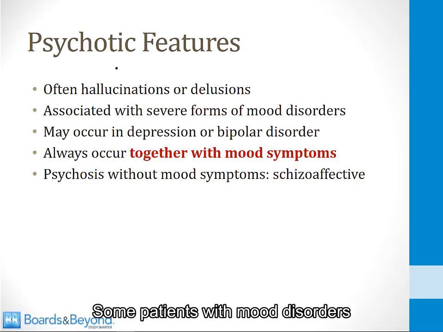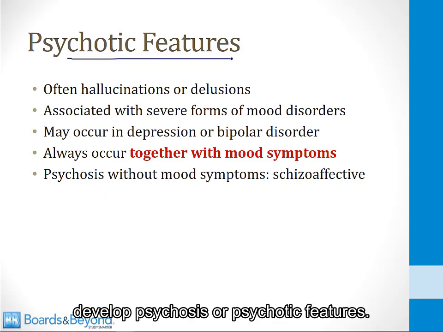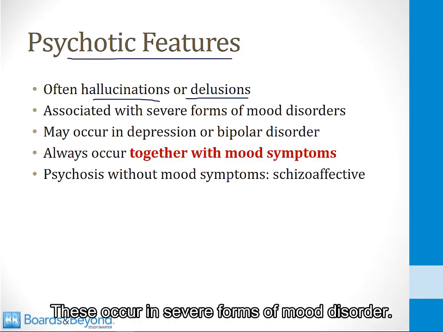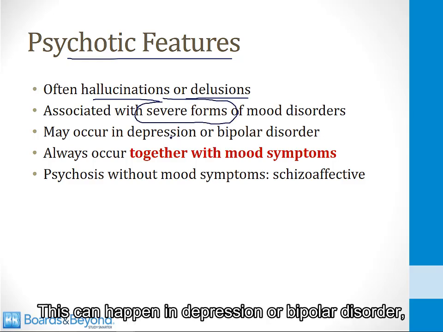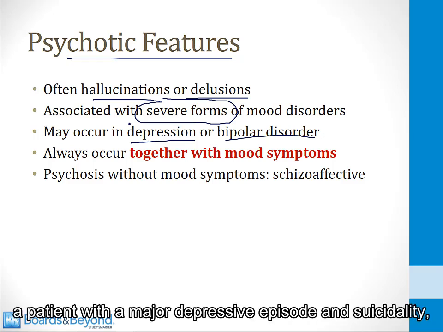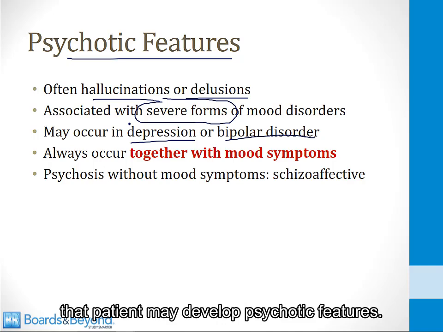Some patients with mood disorders develop psychosis or psychotic features. Often this is hallucinations or delusions. These occur in severe forms of mood disorder, and the word severe is important. This can happen in depression or bipolar disorder, but it's going to happen to someone who is very, very unwell. So for example, a patient with a major depressive episode and suicidality may develop psychotic features.